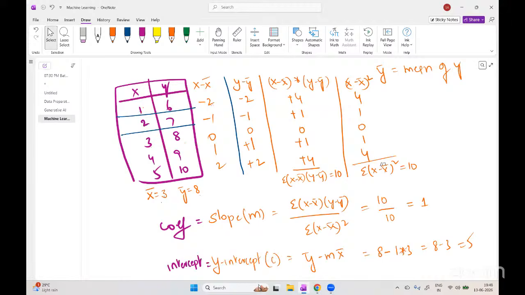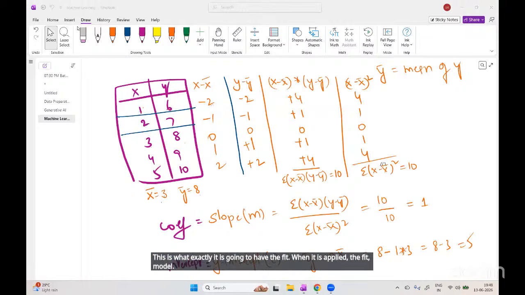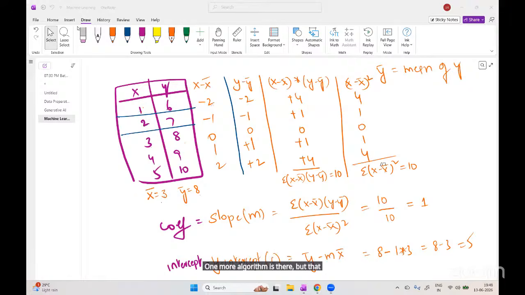This is what it is going to fit. When model.fit is applied, what exactly is it going to calculate? Linear regression will calculate like this. One more algorithm is there, and for that, the max is different. One algorithm, one max. Coefficient means slope. Intercept means this one. Slope and intercept. Of course, I'm going to show you the Python code.